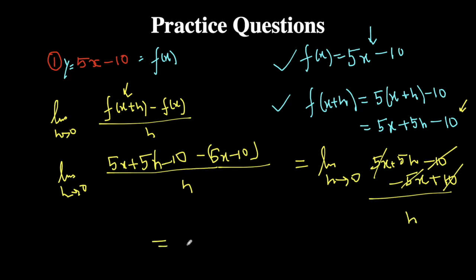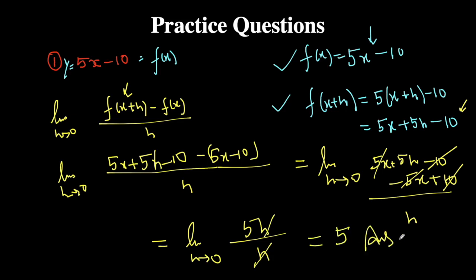So if you simplify further, you will get limit h tends to 0 of 5h over h, and you will see that h and h is cancelled out. So your answer you will get is 5. So differentiation of 5x minus 10, you will get 5 as the answer. So hope this question is clear to you. It's a very easy question. So keep in mind that you have to first write f of x, okay, and then try to write f of x plus h, and then you can use the formula.